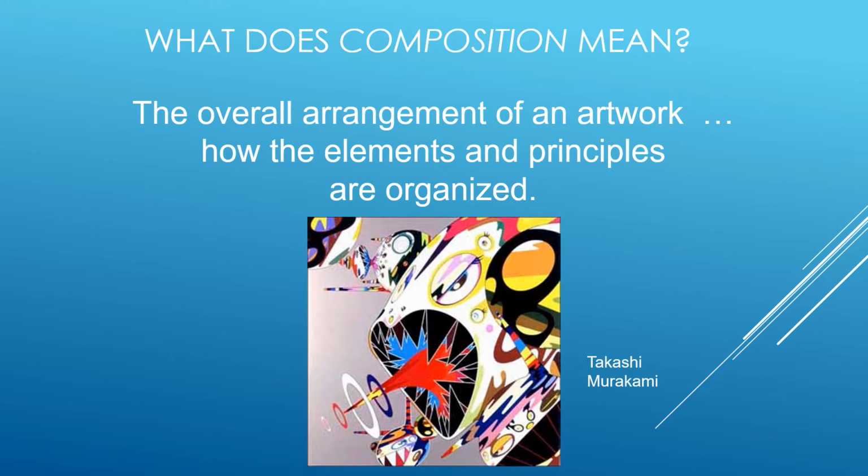If you look at this work by Takashi Murakami, I want you to consider how he has used emphasis, pattern, variety, and movement throughout his painting. Your eye might have gone directly to that red tongue, which would be a place of emphasis. Look at how those black triangles also guide your eye across that shape.